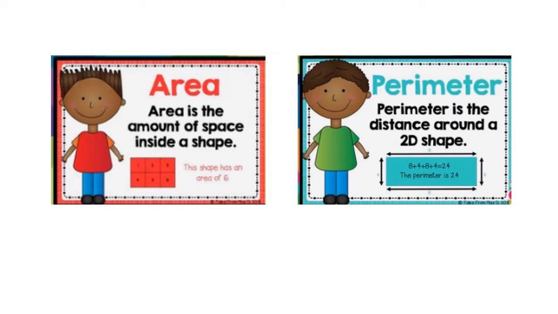So what we need to remember today is what area is and what perimeter is. Area is the amount of space inside a shape. So effectively, how much space a shape will take up. Whereas perimeter is the distance around a 2D shape, of course. So it's the length of the outside that is the perimeter. Those are the two pieces of information that we need to remember for today's lesson.